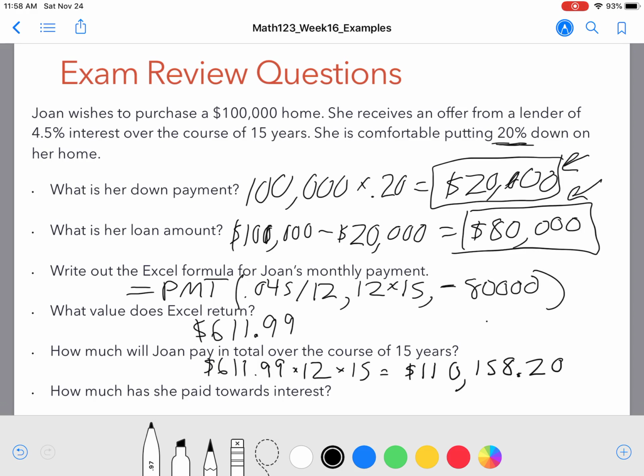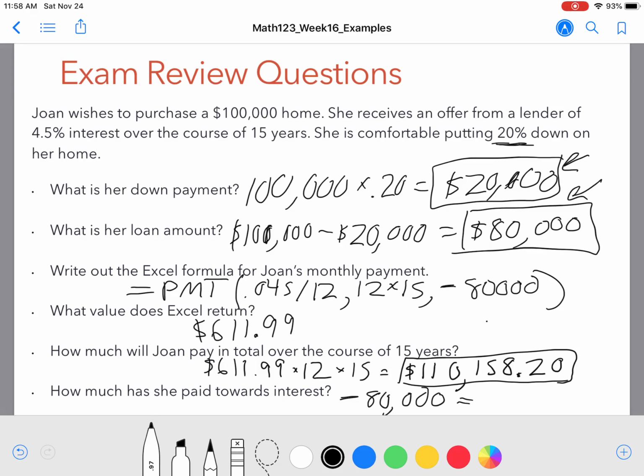And then how much has she paid towards interest? So for this, all we do is we take our previous answer, this one right here, and we subtract the amount that she was borrowing, which is $80,000. Because if you think about it, out of that 110,000, basically 80,000 of it went directly towards paying off the house, but then the remainder actually went towards interest.